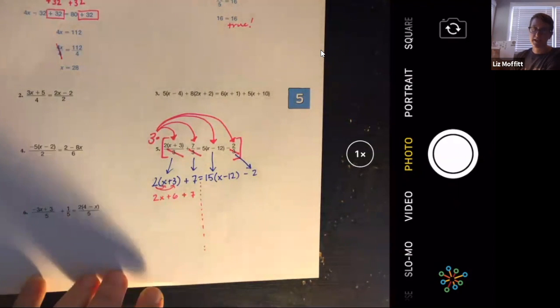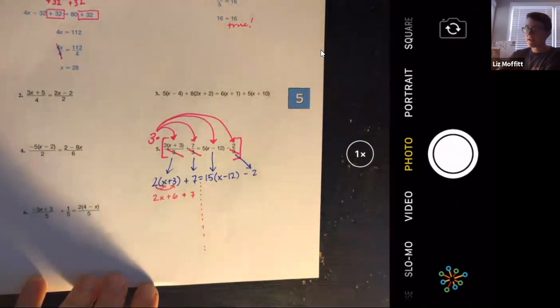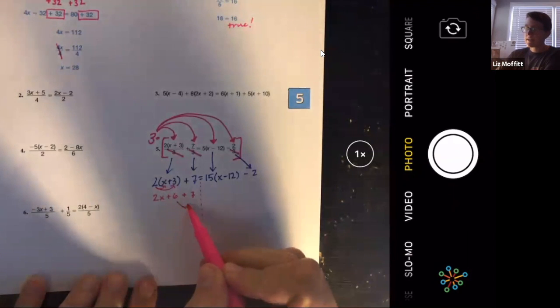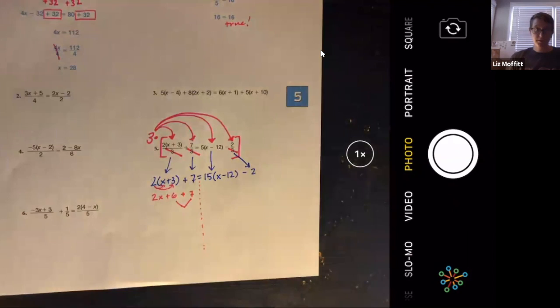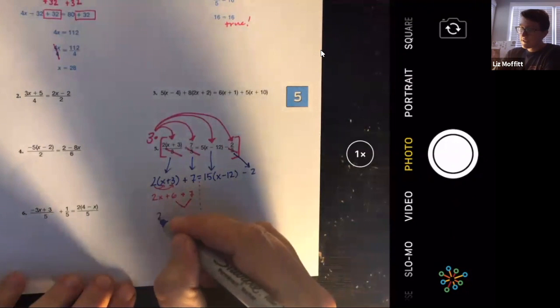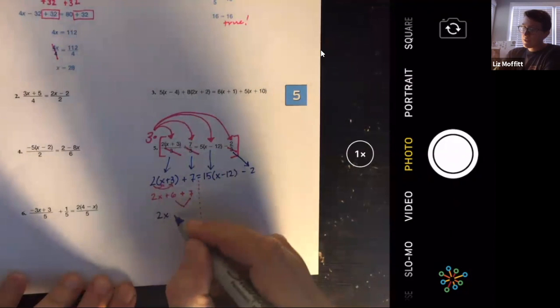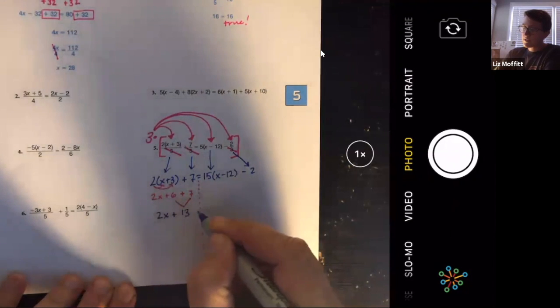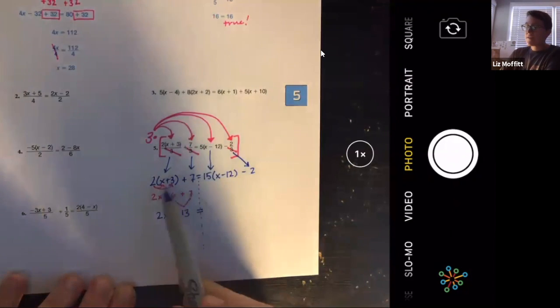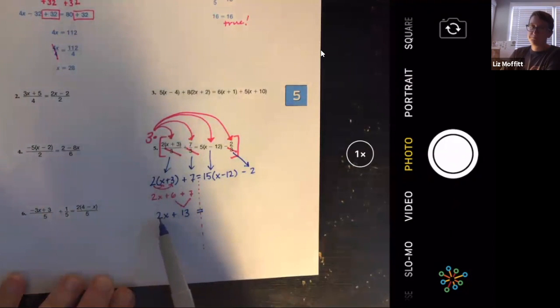the left-hand side. The next thing I notice I can do to simplify is that I have two like terms. 6 and 7 are both constants, so they're like terms and I can combine them. I'm going to bring down the 2x, and 6 plus 7 is 13. On this left-hand side of the equation, I've now gotten this in the absolute simplest form.